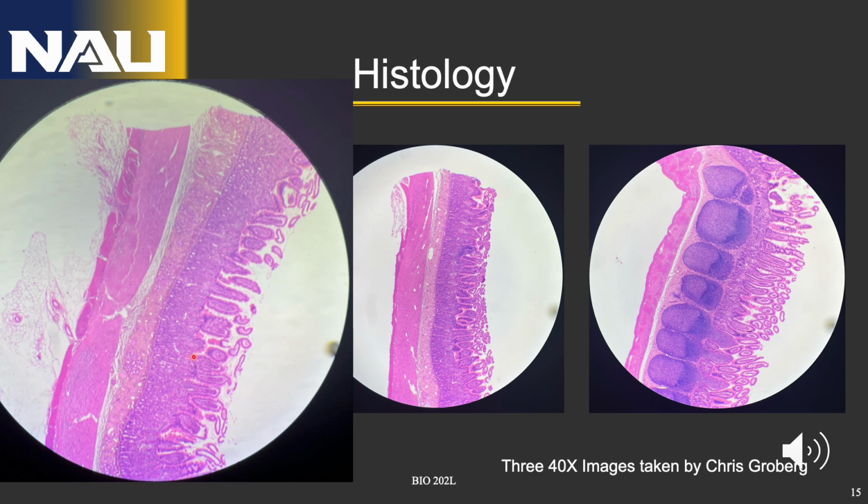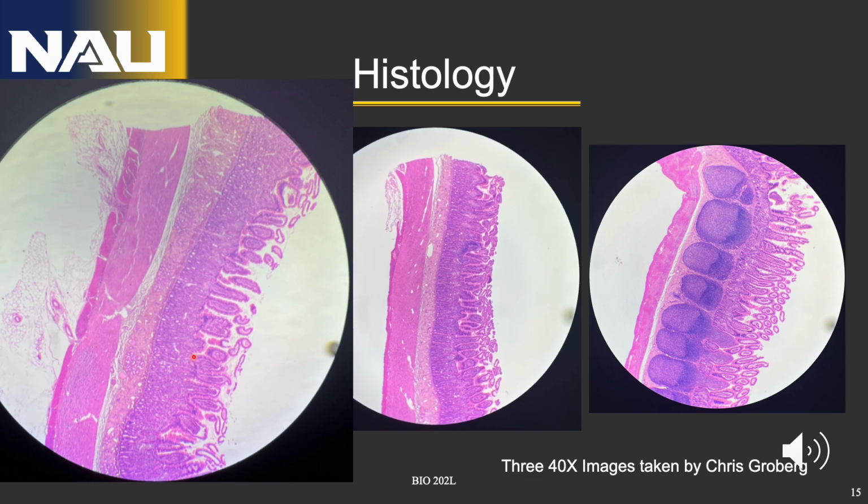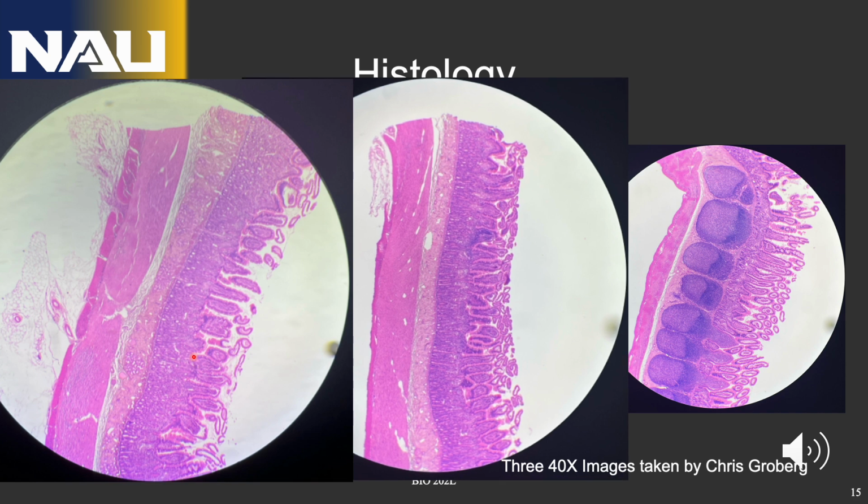Let's go to the middle one here. Do you see anything going on in the submucosa? I don't see much going on here. I see some blood vessels, but nothing really interesting. So this is boring, which means it's probably the jejunum.